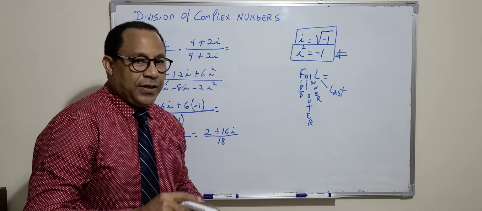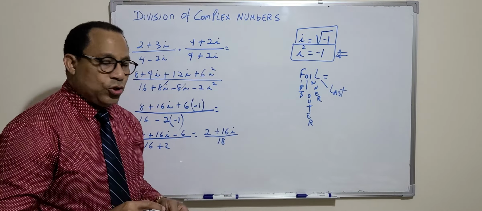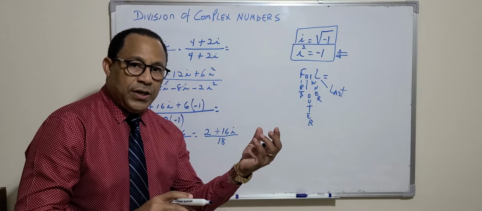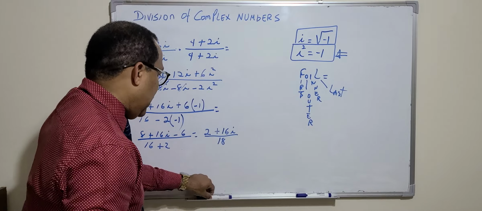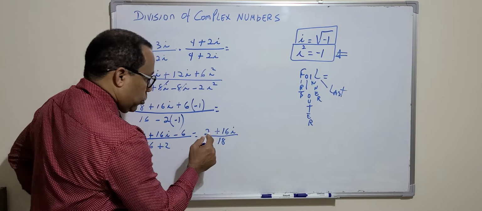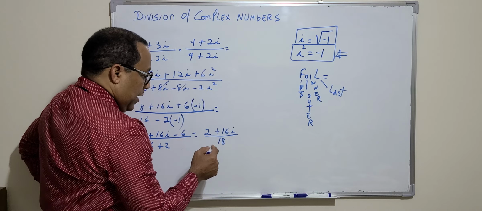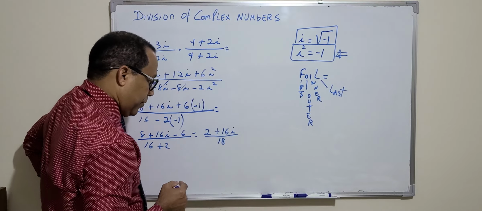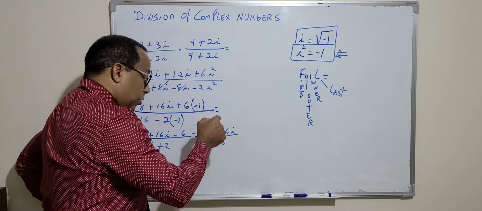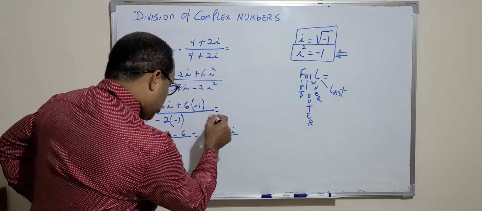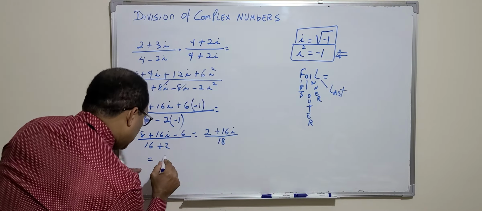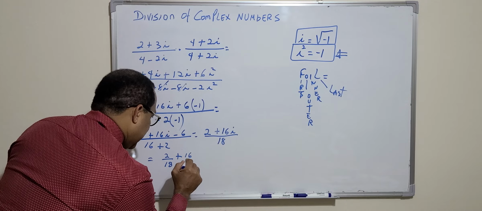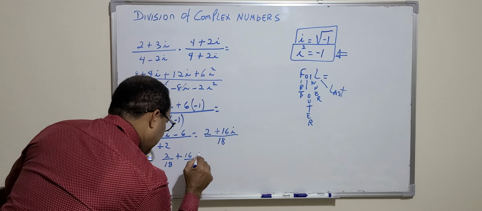But it's always an advantage to present this as complex numbers are presented, with a real part and an imaginary part. It means that I can also show this, the 2 plus 16i over 18. The 18 is dividing both of the terms in the numerator, not only the 2, but also the 16. So I can also show this as 2 over 18 plus 16 over 18i.